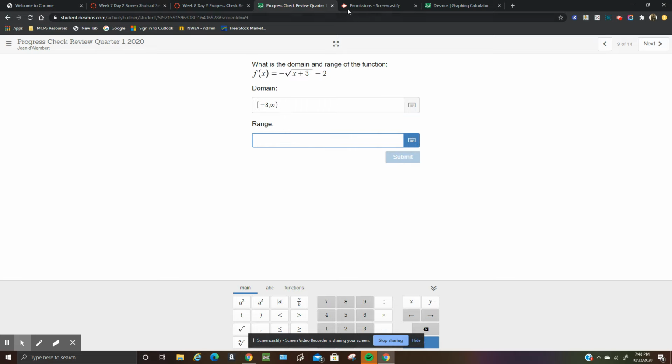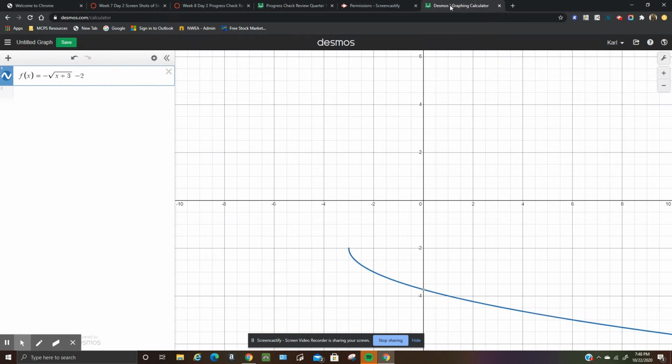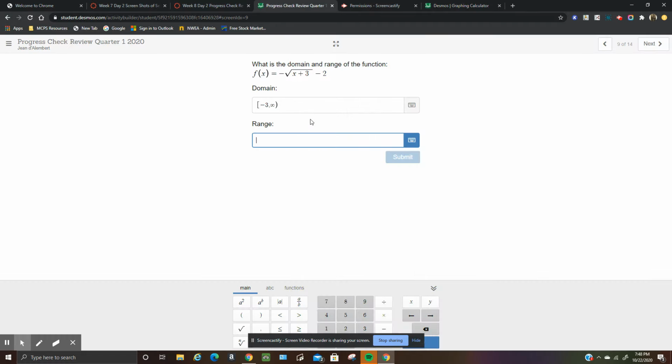And the range then is negative infinity to negative 2. So negative infinity to negative 2, bracket.